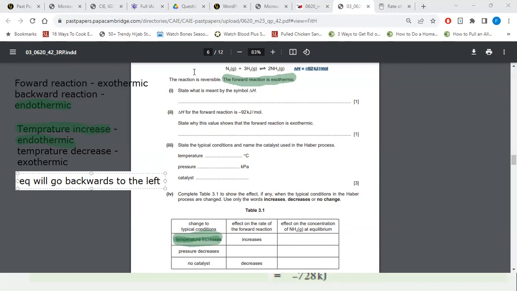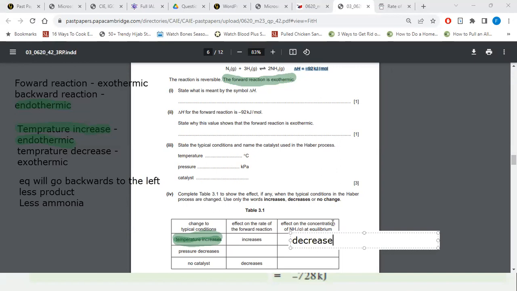I told you, if you remember, that if the reaction goes to the right, it means more product. If the reaction goes to the left, that means less product. So what will happen to the product? We will get less ammonia. So our answer over here will be decrease. Right? Making sense?